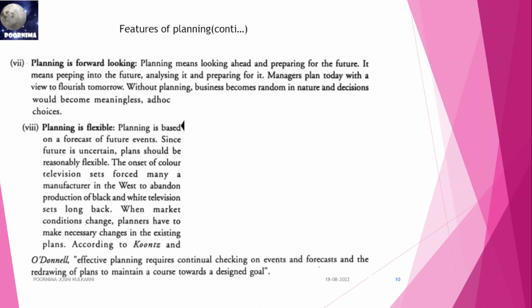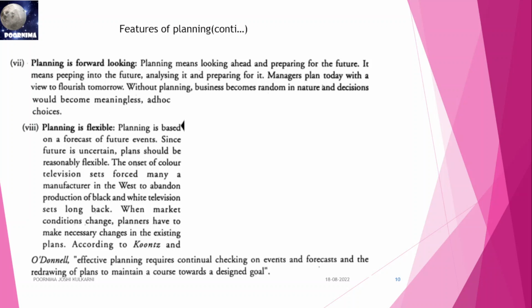Seventh point is planning is forward looking. Forecast. Planning means looking ahead, preparing for the future. It means peeping into the future. A little bit you can guess what may happen in the future if you have huge data and huge experience in that field, analyzing it and preparing for it. Managers plan today with a view to flourish tomorrow. Without planning, business becomes random in nature and decisions would come as ad hoc choices. Ad hoc means random choice.